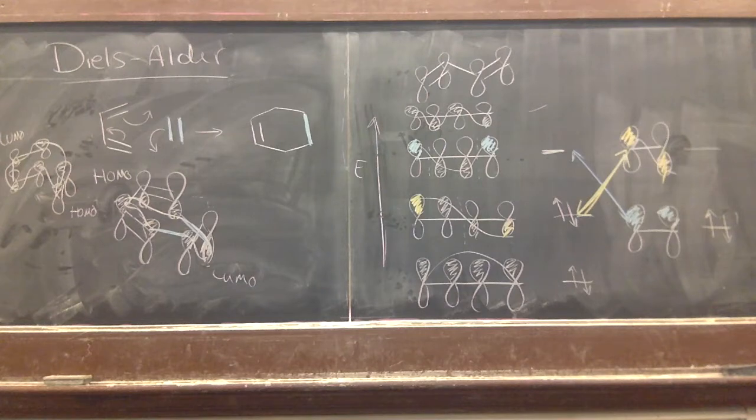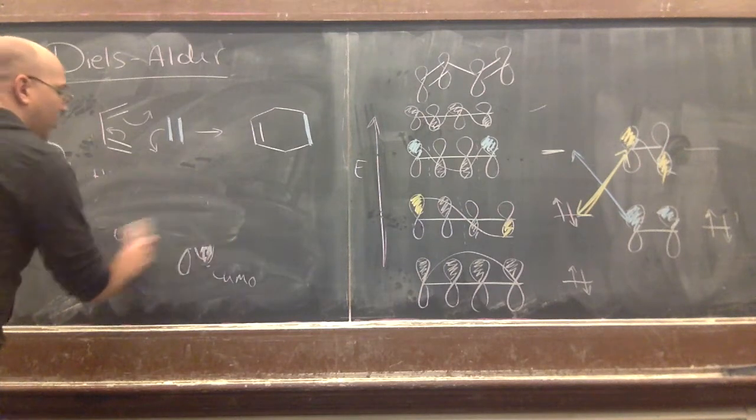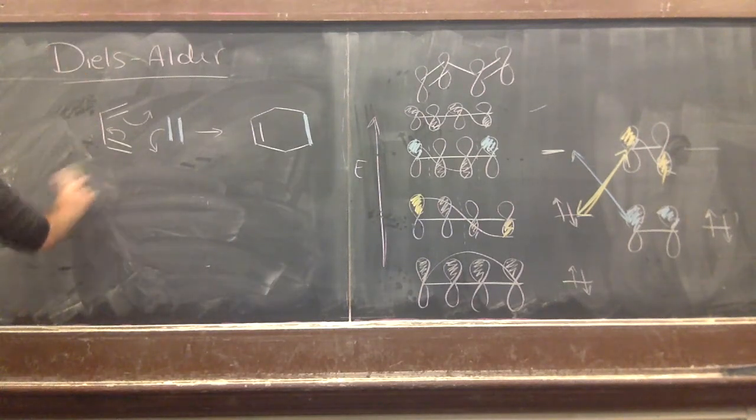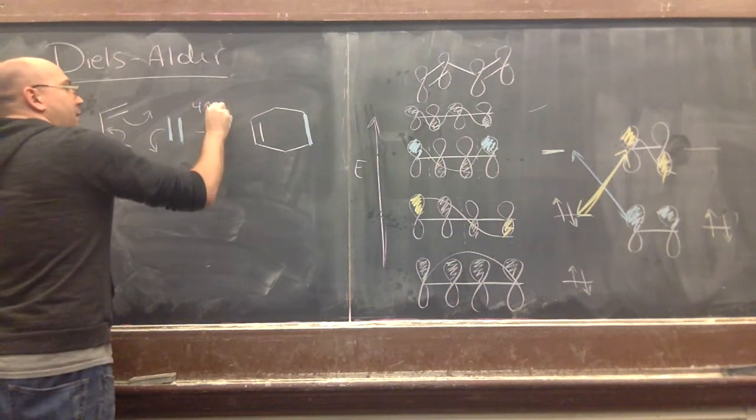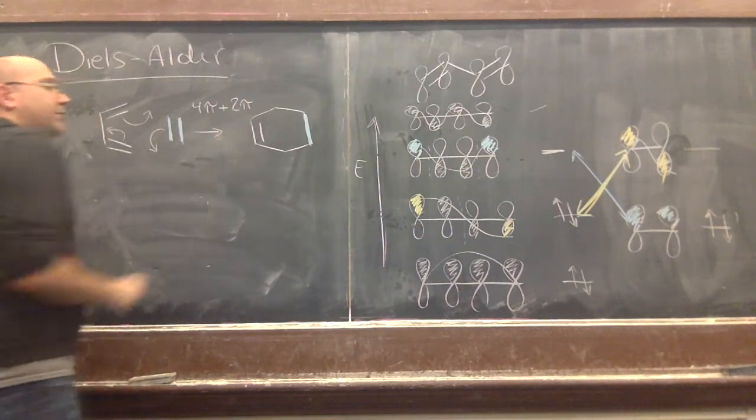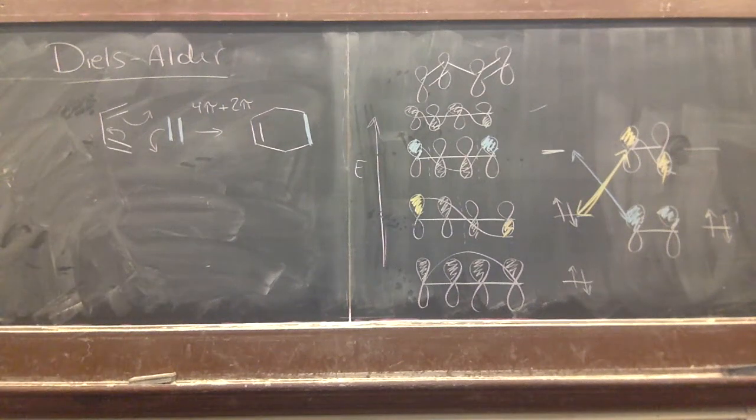So what this means is that what makes a Diels-Alder work is the ability of the HOMO of the diene to interact fluidly with the LUMO of the other. Okay, so this is what you'll often refer to as a 4-pi plus 2-pi system. 4-pi electrons plus 2-pi electrons, okay?